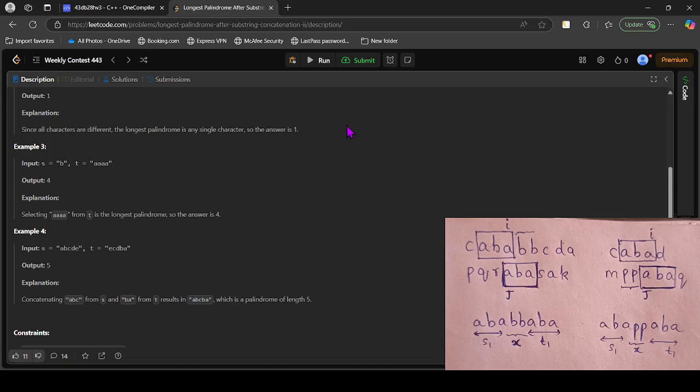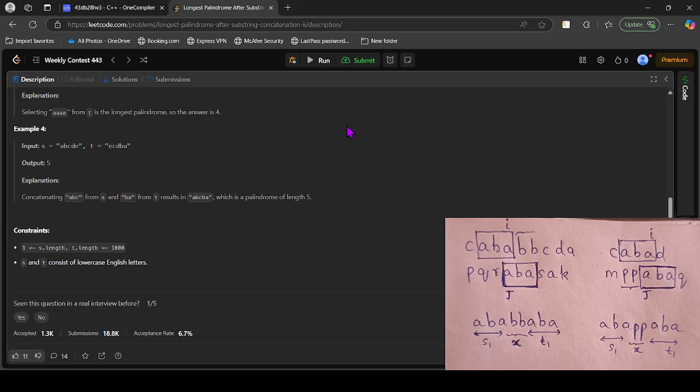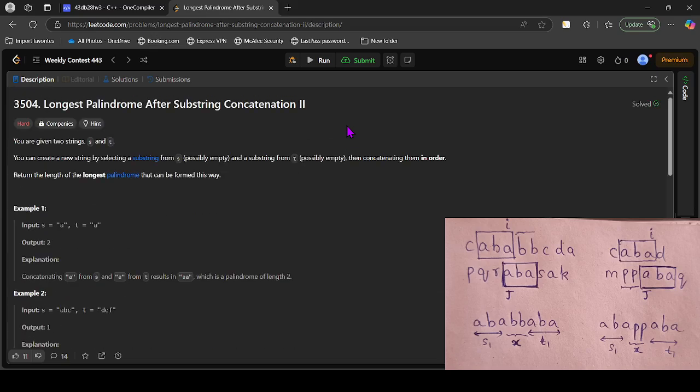So the answer is 5. Coming to constraints, both lengths can be up to 1000 and both consist of lowercase English letters only. So let's take an example and solve it.